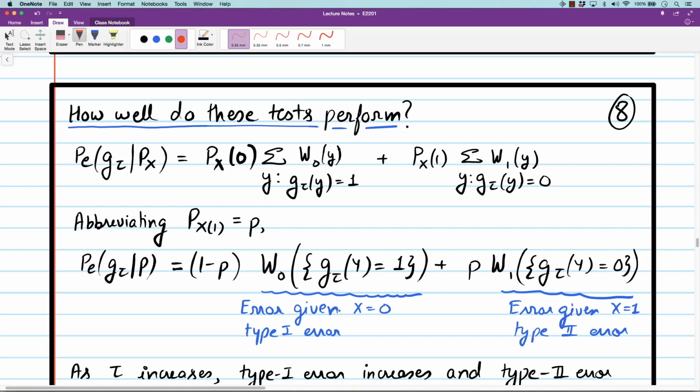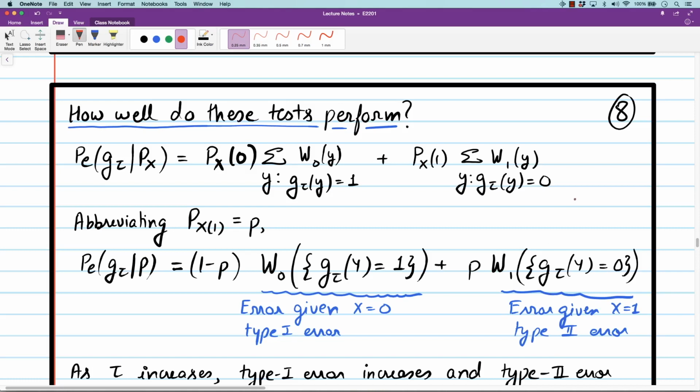In fact, these two probabilities of error here are of different style. This one, where you declare 1 under 0, is typically called the error given 0. This is typically called the type 1 error, and this is called the type 2 error. These are two different errors associated with a test.